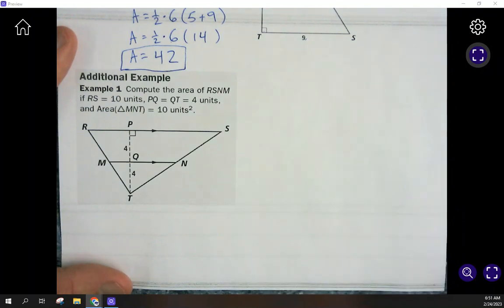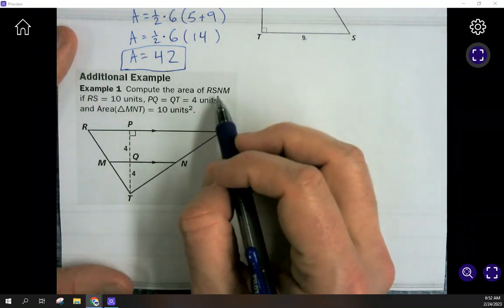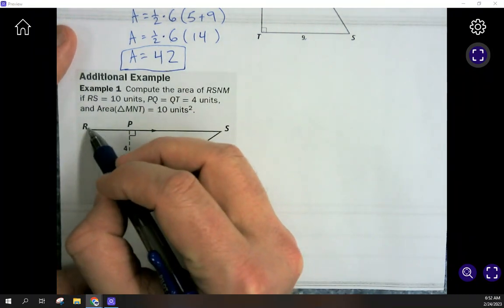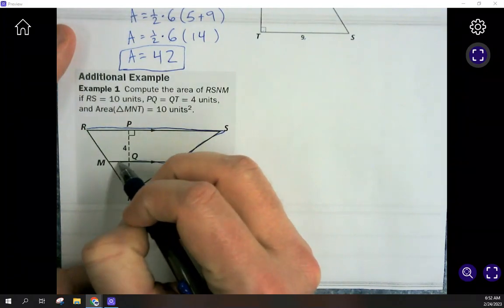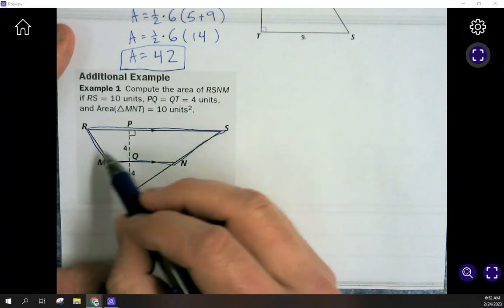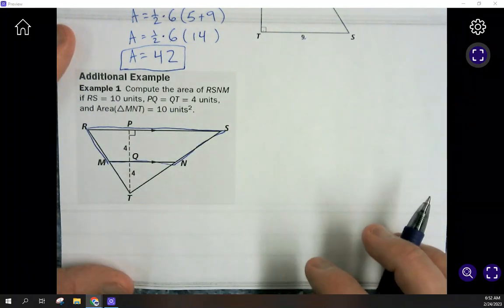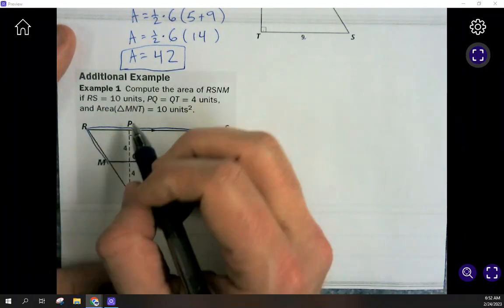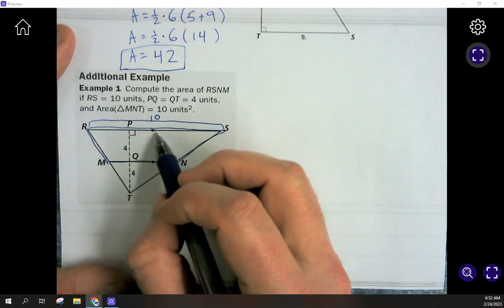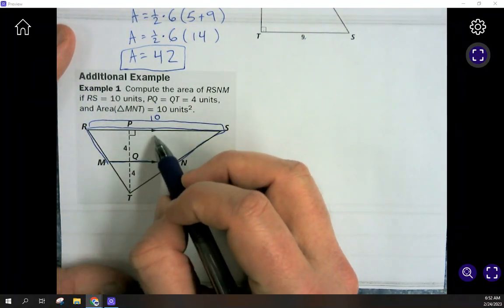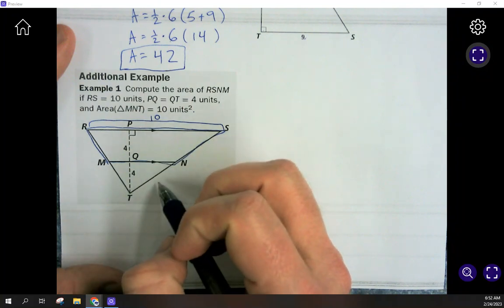All right, so we are going to compute the area of R, S, N, M, and of course back to R. So that trapezoid up top, that's what we're looking at here. They're telling you that RS, all of this up here, is 10. That's one of the bases. Here are your two parallel sides. Okay, so one of the bases is 10.